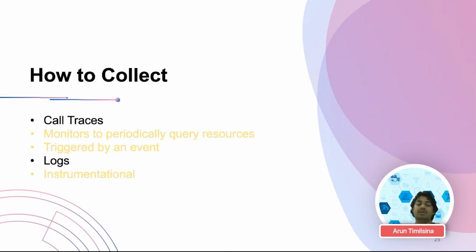The next thing would be monitors, which periodically query the resources, like if we are more concerned about the CPU utilization. The third option would be triggered by an event, which is based on the event sampling method. And the other would be instrumentation. Instrumentation is a combination of all these methods, so it will give a bigger insight into how the code is behaving.